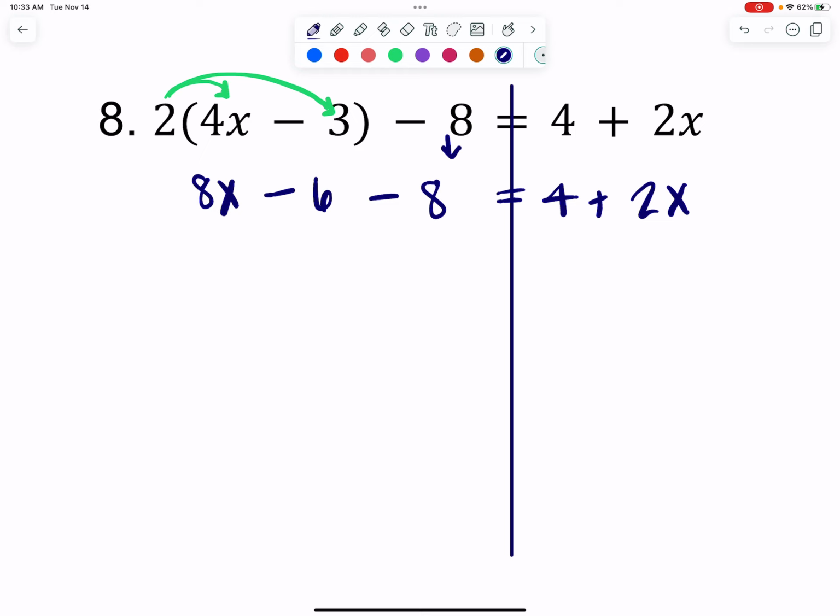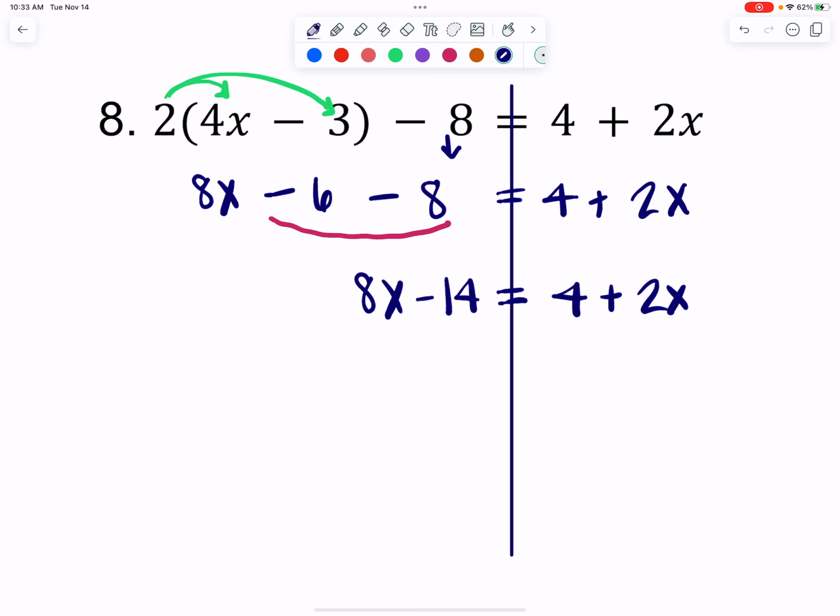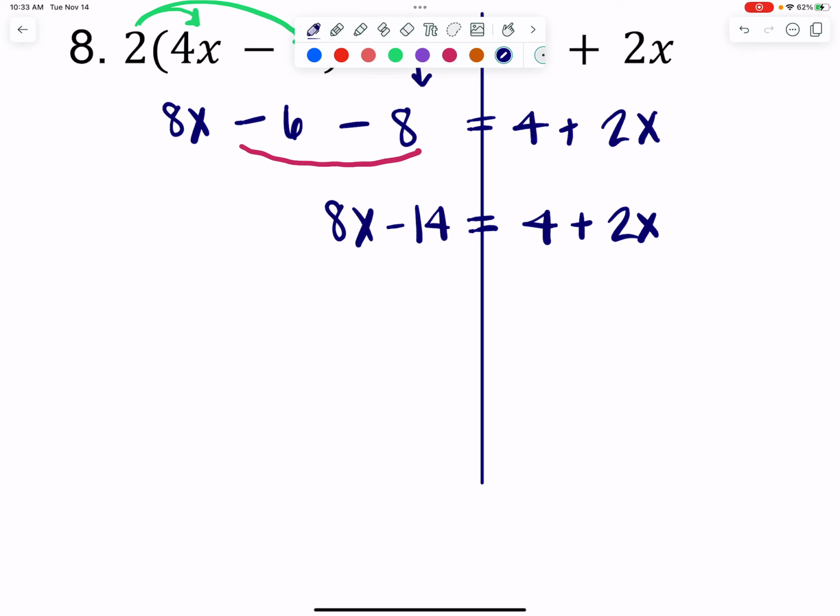Now we have some like terms to combine. I can't combine the 8x with anything, but I do need to combine the negative 6 and the negative 8. So on the left side, I have 8x minus 14. Now I want all of my x's on one side, all of my numbers on the other. I am going to subtract 2x from both sides. Do you have to start there? Absolutely not. You start where your little heart tells you to start.